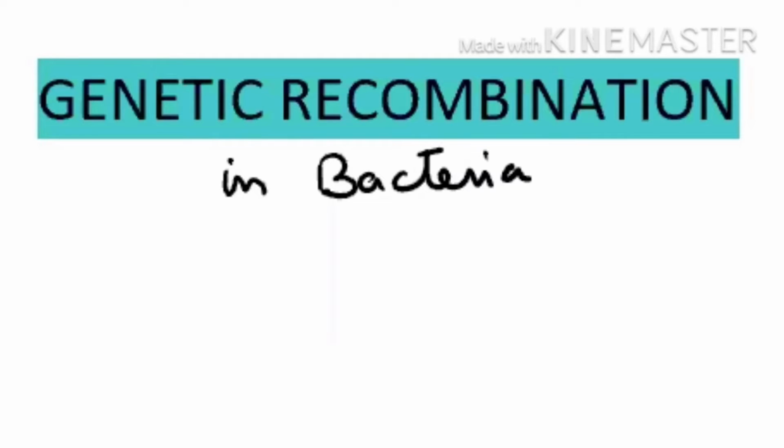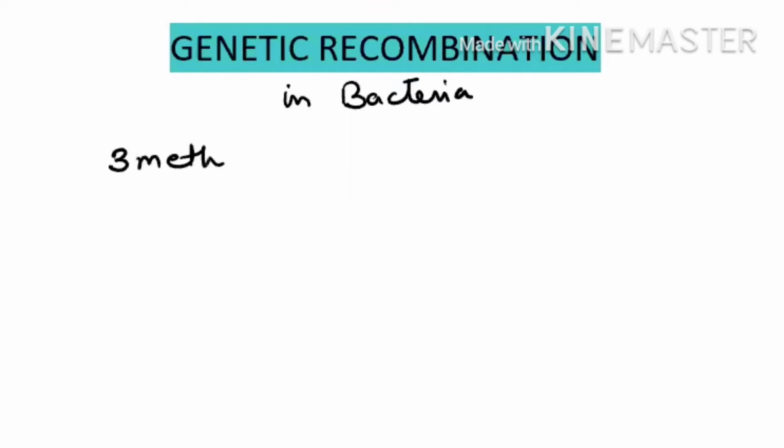So today in this video we are going to study genetic recombination in bacteria. Now see, in the previous video we have already studied that bacteria show asexual reproduction by binary fission. So today our focus is how they show genetic recombination. There are three methods by which bacteria show genetic recombination.